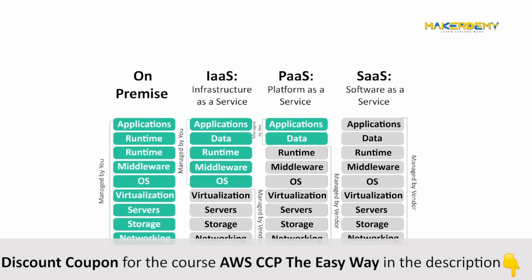In IaaS, only servers, storage, and networking are managed by cloud service providers. OS, runtime, data, applications are to be maintained by you. In PaaS, servers, storage, networking, OS, and runtime are managed by cloud service providers. Data and applications are to be managed by you. In SaaS, servers, storage, networking, OS, runtime, data, applications, all of them are managed by cloud service providers.